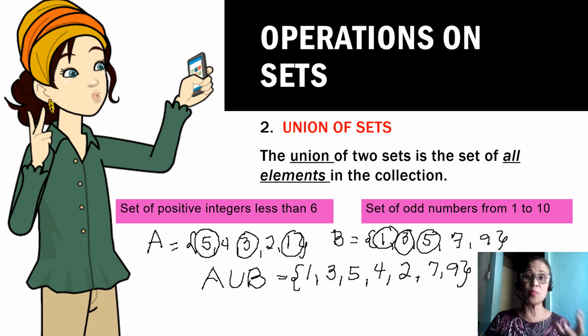So I hope that you're able to differentiate an intersection from a union. When you say intersection, all you have to do is get the common elements from set A and set B. While if it's a union, you have to get all the objects in both set A and set B, including the intersection.